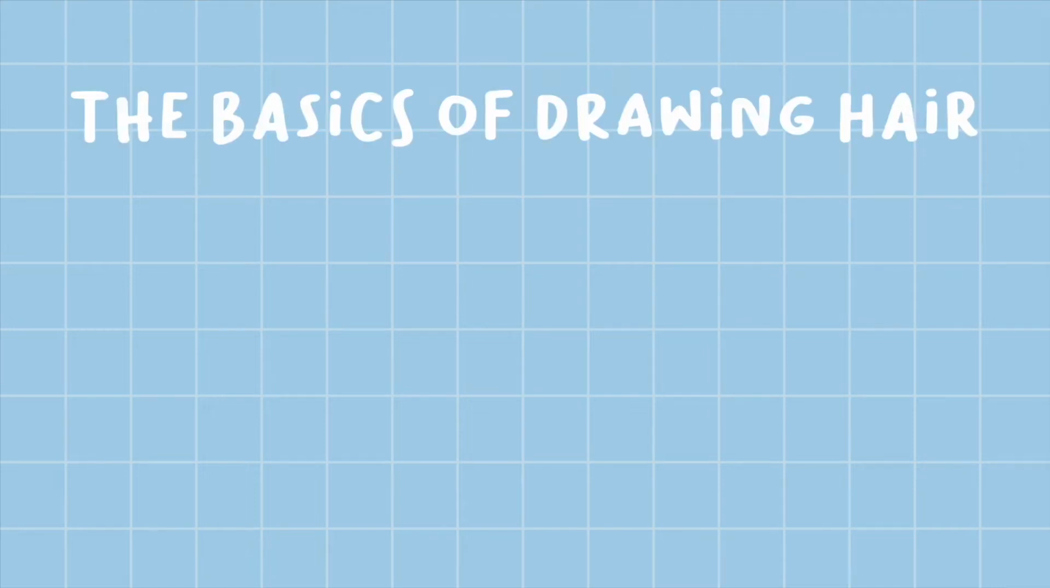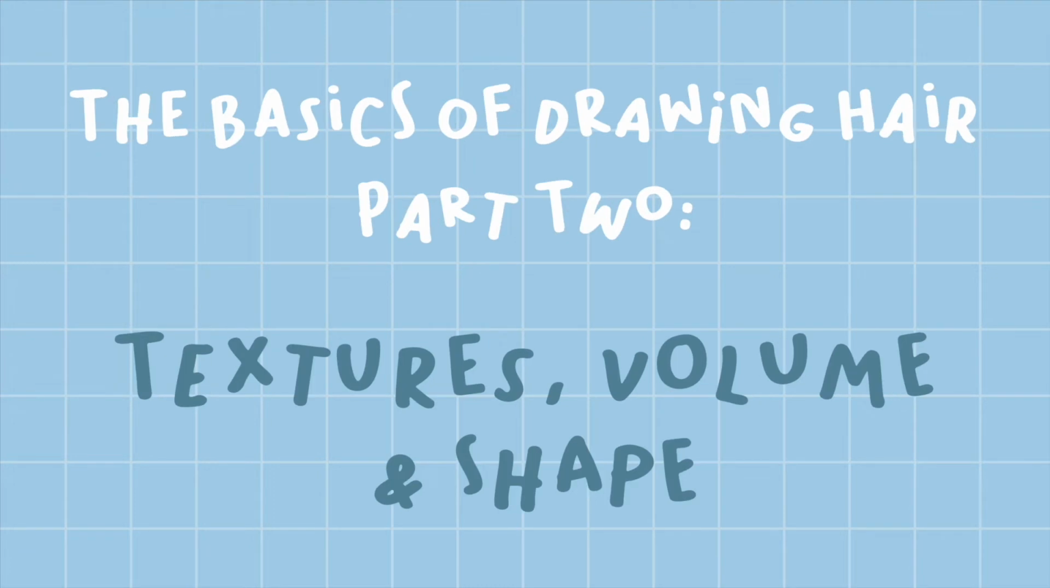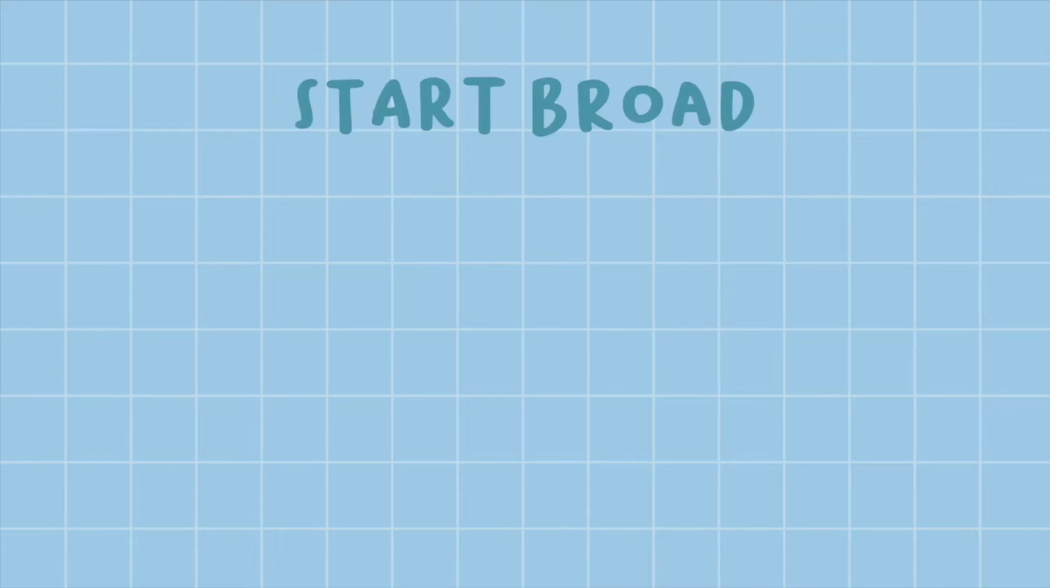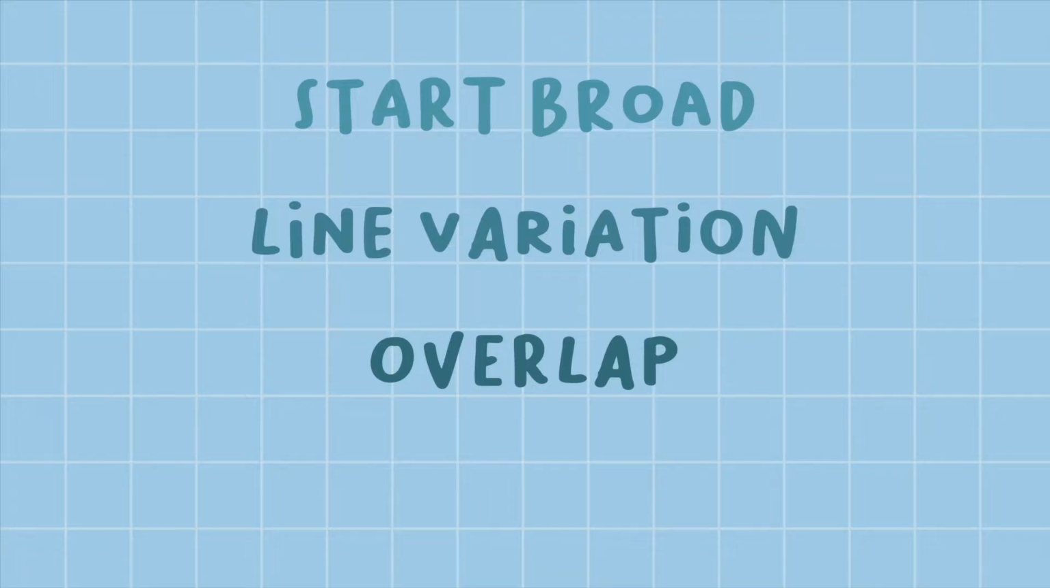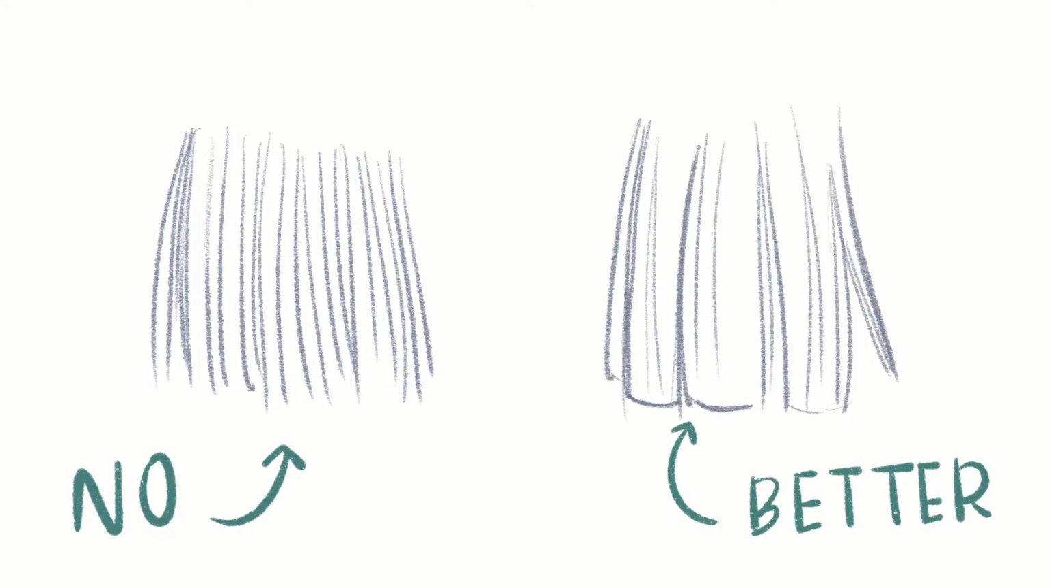Hi friends! Today we are finally getting to part 2 of the basics of drawing hair: textures, volume, and shape. So in my last video posted 10,000 years ago, we talked about basics like starting broad, using line variation, using overlap, and drawing through. In this video, I want to expand on those ideas a little bit to break down how to draw some different kinds of hair textures and styles, and how to apply those to an actual drawing.